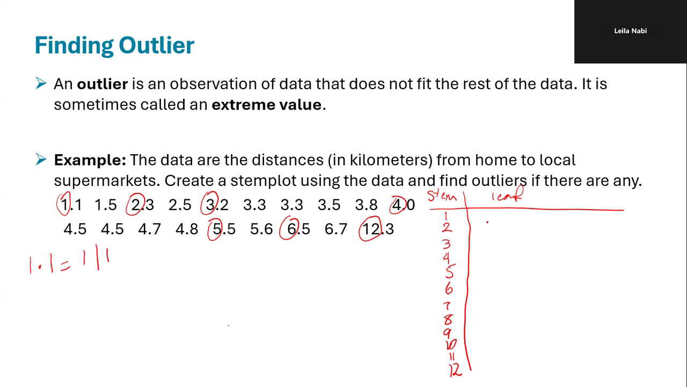And if I put the numbers for the leaf, I will have 1 and 5, 3 and 5 for 2, 2, 3, 3, 5, and 8, 0, 5, 5, 7, and 8, 5 and 6, 5 and 7, no numbers there, and just a 3 here. Is there any outlier? Yes, as you see, this number is far away from the rest of the data, and it's called an outlier.